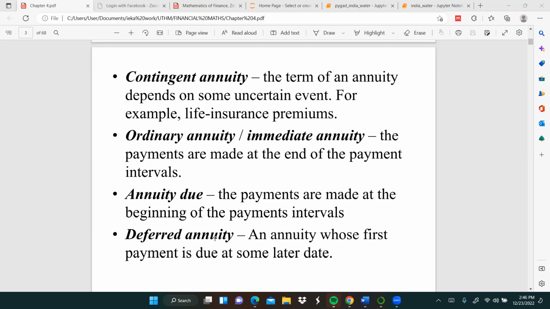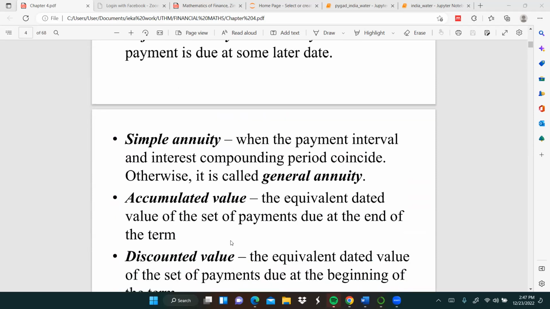Okay, and then deferred annuity, dia punya payment at some later date. Maksudnya, kalau kita buat satu pinjaman tu, mungkin ada tempoh bila kita perlu start bayar semula pinjaman tersebut. Okay, that is deferred annuity. Okay, next we have simple annuity. When the payment interval and interest compounding period coincide, otherwise it's called a general annuity.